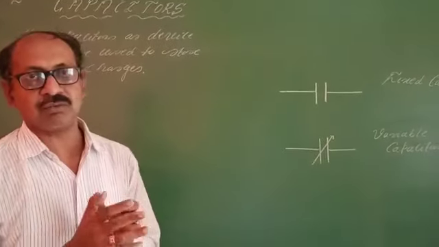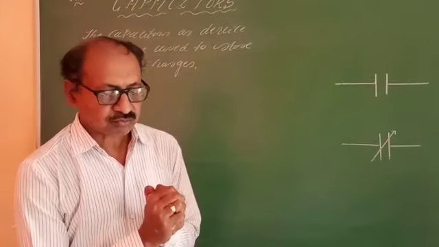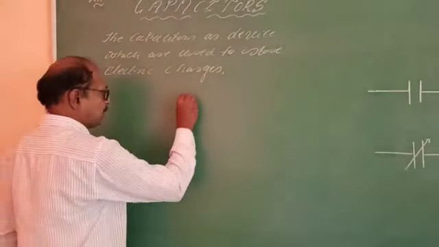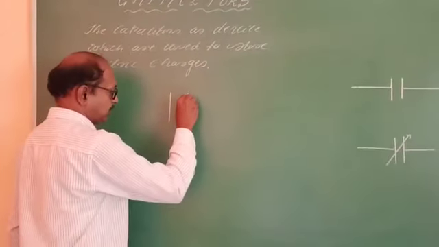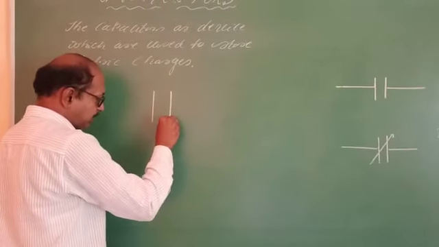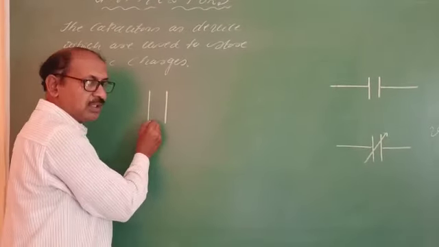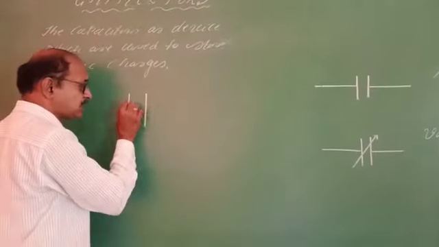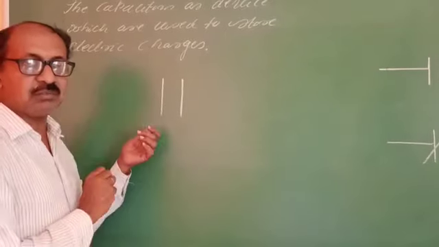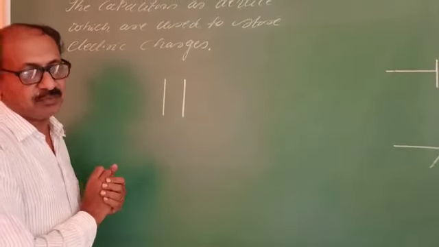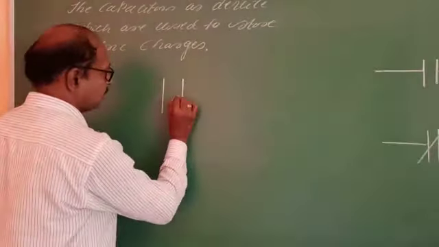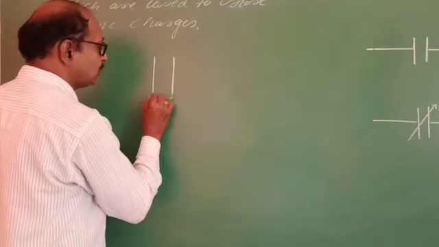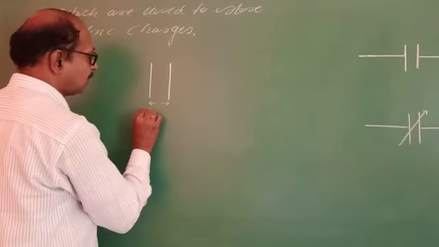Now it consists of two conducting plates. Let us consider here the conducting plates. This is one plate, here is another plate. Two conducting plates separated by a small distance. In between this distance, there is a presence of dielectric. There is a dielectric in between these two plates.